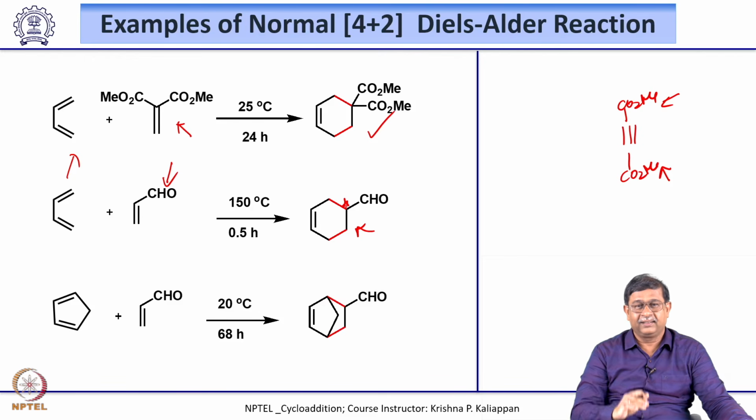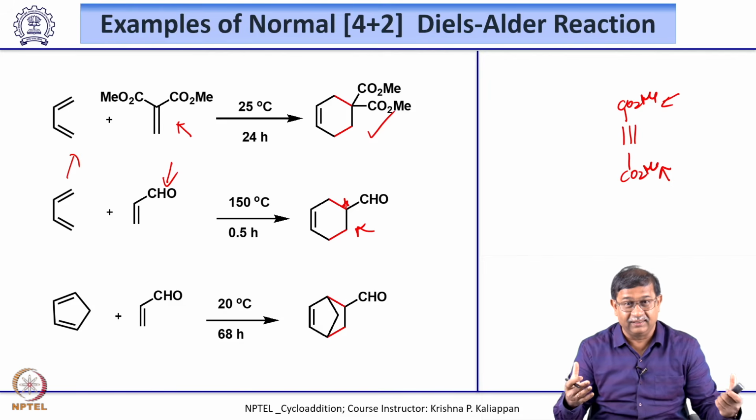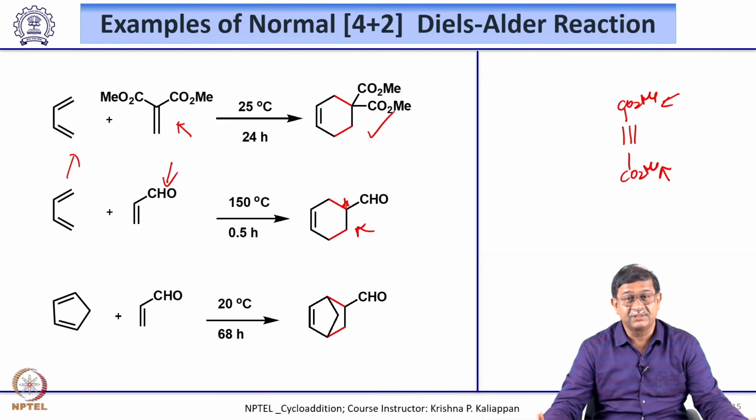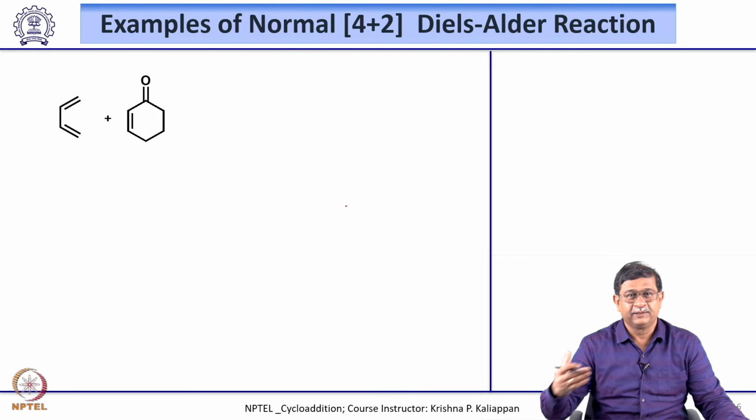In the next few classes, we will talk in detail about the stereochemical outcome of cycloaddition reaction and the regiochemical outcome of cycloaddition reaction if you have substituents in diene as well as dienophile. When you have substituents in diene as well as dienophile, then the concept of regiochemistry also should be discussed to see what is the final regiochemical outcome. So, some more examples.